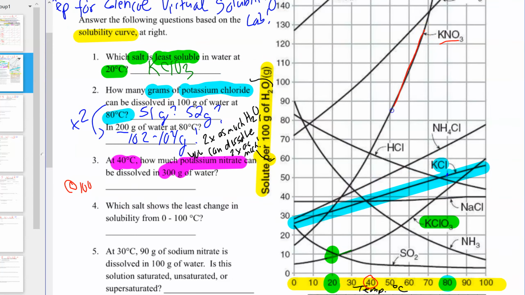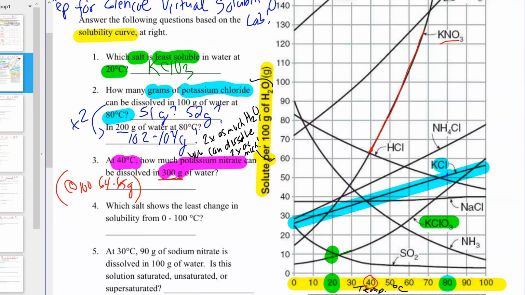I'm tracing that down, and I want to see where it intersects with 40. So right about here. Here's 60, here's 70. I'd say 65, maybe 64. Kind of hard to read. So at 100, it's 64 to 65 grams. Okay? That is not the answer, because they want to know if I have triple the volume of water.